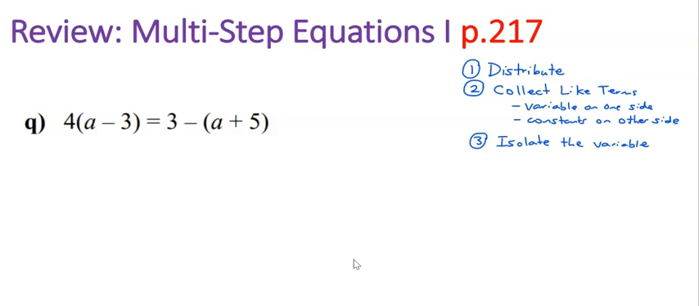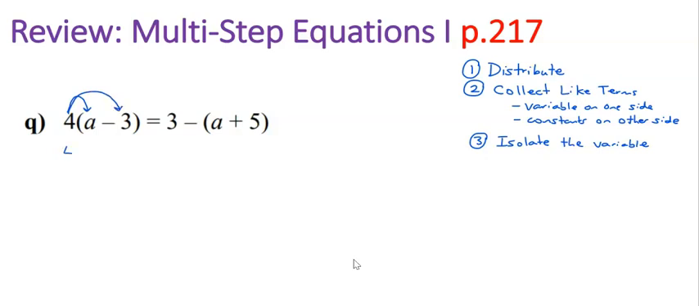We see that we have two sets of brackets, so we know that the first thing we need to do is distribute. After we distribute, we're going to collect like terms. Our goal is to have the variable term on one side and the constants on the other side, so that we can go to step 3, which is isolate the variable. So let's do the distribution first. So we're going to distribute here.